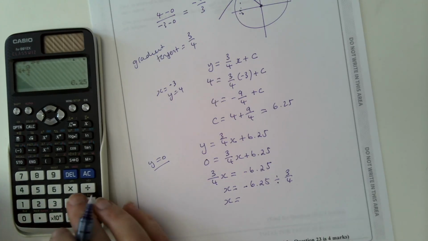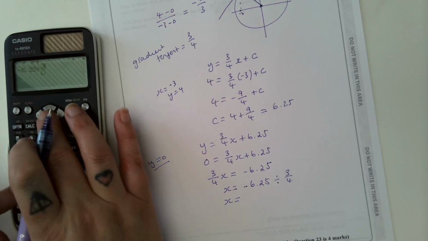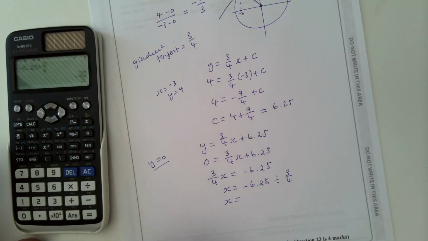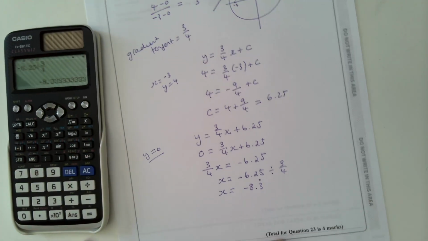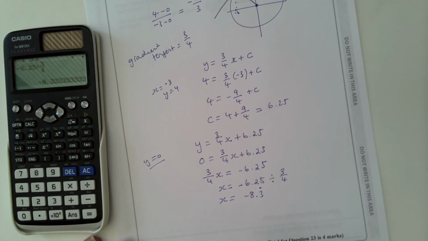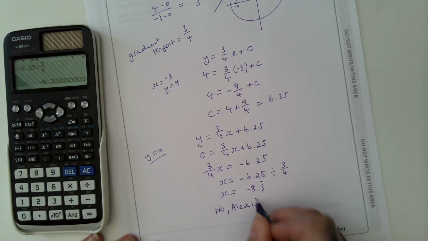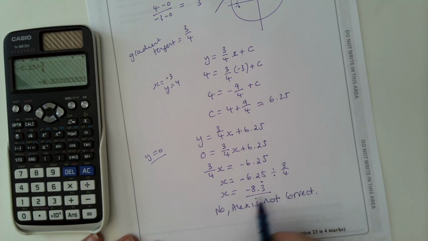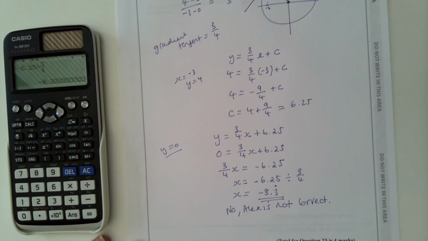So x equals -6.25 divided by 3/4. What did I do? Put an extra negative on. Equals -8.3 recurring. So Alex is not correct. Because it crosses at -8.3 recurring, not -8. And we've shown all of that there with our working.